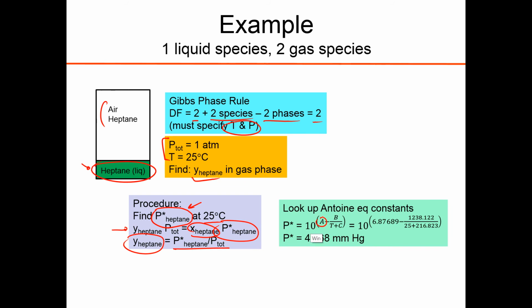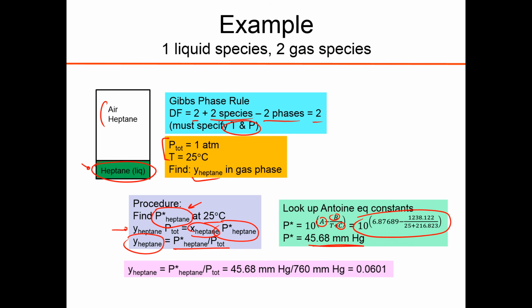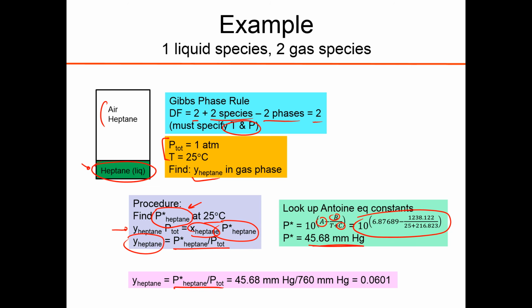We just looked up the A, B, and C values and calculated it, and that's going to be 45.68 millimeters of mercury. 760 millimeters of mercury is 1 atmosphere, so this is a very low vapor pressure. Then if we do the calculation, 45.68 divided by 760 gives us our mole fraction in the vapor.